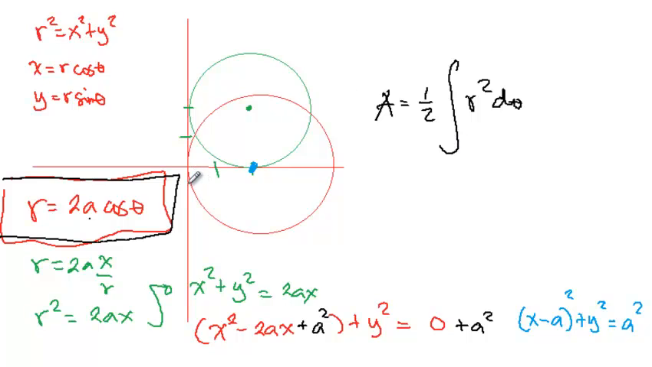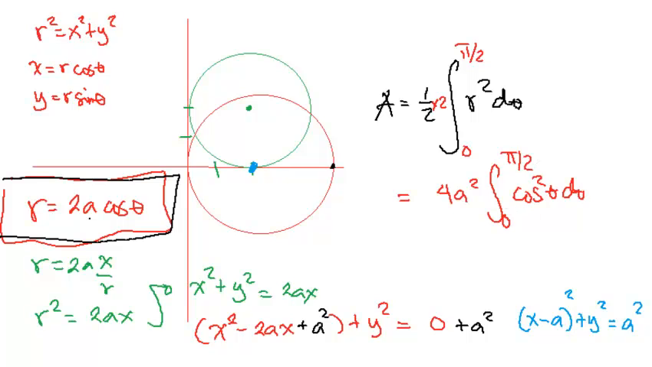We can just use from negative pi halves to pi halves. Or you can just use 0 to pi halves, times 2, okay? It's not that easy, right? You need to times 2, so this will be times 2. r squared is 4a squared cosine squared theta, right? Do you follow? Integral of cosine squared theta d theta, from 0 to pi half.